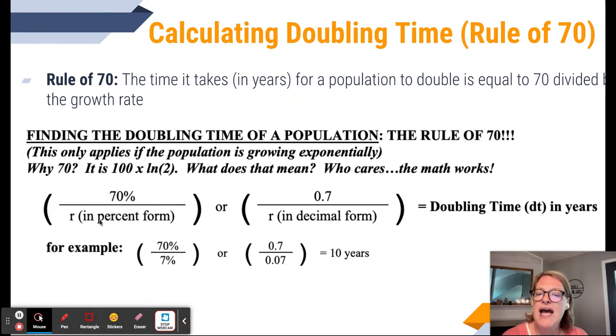We can look at that in percent form, or we can adjust it. If it's in decimal form, then instead of this being 70%, it would now be 0.7. So there are two ways we could look at this. If our population growth rate is 7%, we can take 70% divided by 7%, cancel out those percentages, and we end up with years. Or we can do 0.7 divided by 0.07. We get the exact same number, so it doesn't really matter, as long as you realize you can't take a percentage and divide it by a decimal. It needs to be percentage divided by percentage, or decimal divided by decimal.